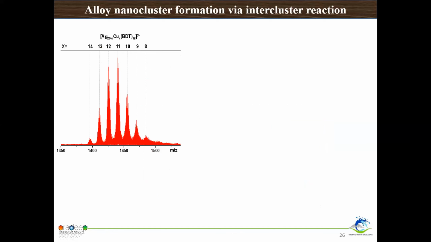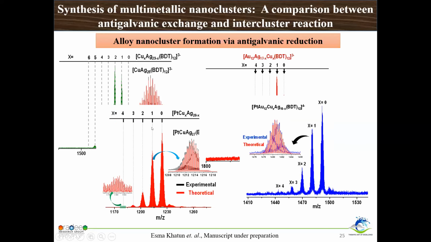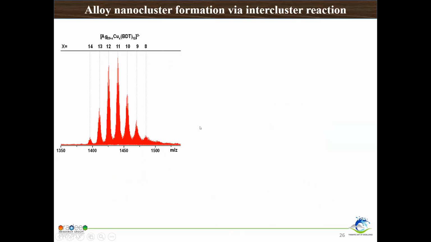So also, we have observed that this alloy nanocluster can be formed by intercluster reaction. Here, instead of using a copper salt, we have used a copper nanocluster. And here we observe the doping of copper atoms is higher than in the anti-galvanic exchange. There we observed only a maximum of 4 copper doping, whereas in the case of intercluster reaction, we observed more than 8 copper atoms, more than 14 copper atoms.